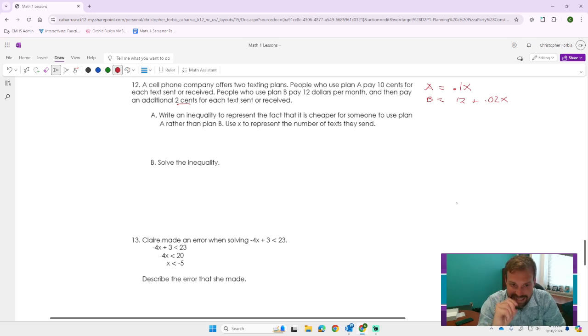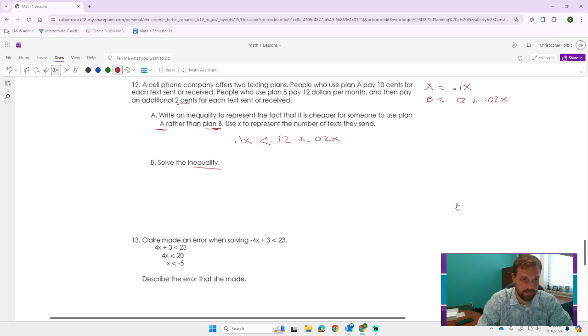It says write an inequality to represent the fact that it is cheaper for someone to use plan A rather than plan B. So if I'm saying A is cheaper than B, I'm saying that 0.1x is less than 12 plus 0.02x. All right. So plan A has to be less than plan B. So let's solve this inequality where this is true.